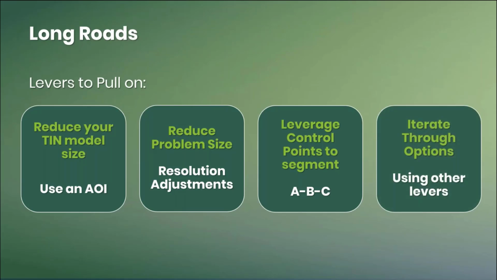And then the final lever, which is really not a lever, it's kind of saying use the first three in combination with each other. Try adjusting your resolution, then use an AOI based on the search that you found and the results you're getting. Then leverage control points based on what you're seeing there. So playing with all those other ones in combination can really allow you to start to solve some of these long roads.